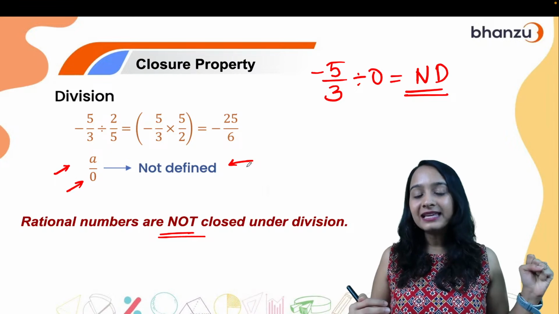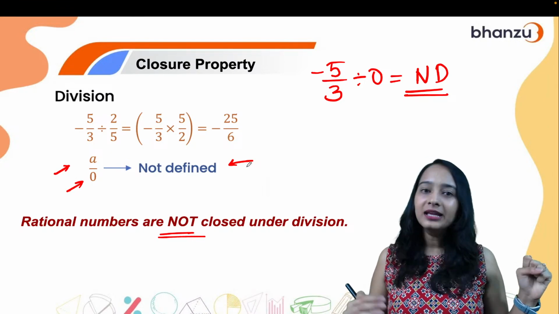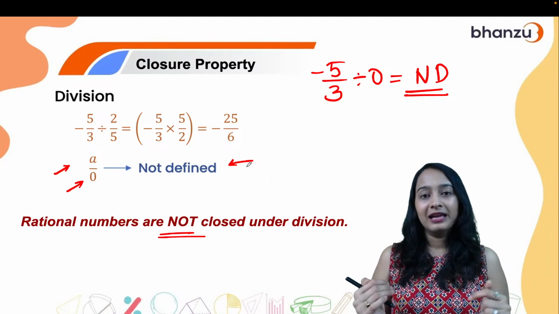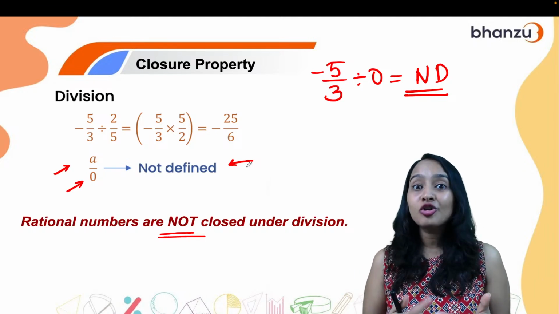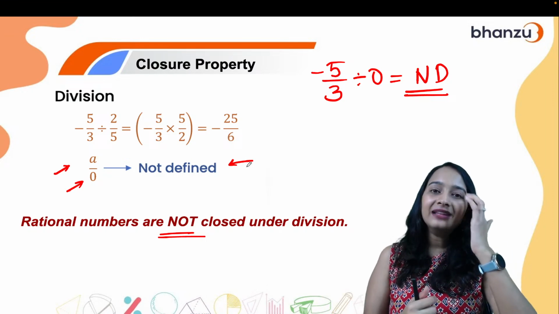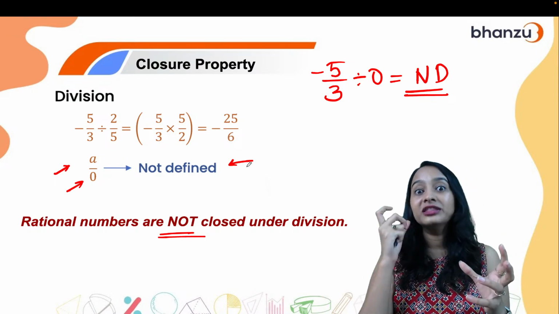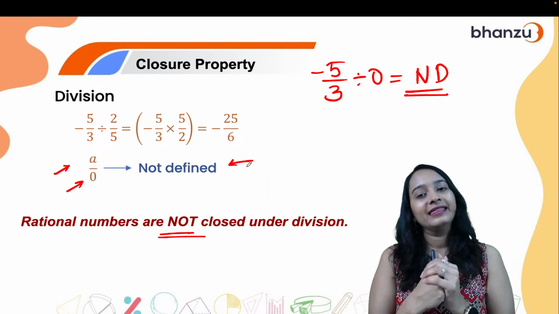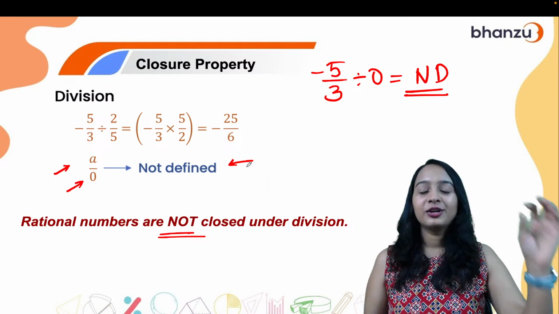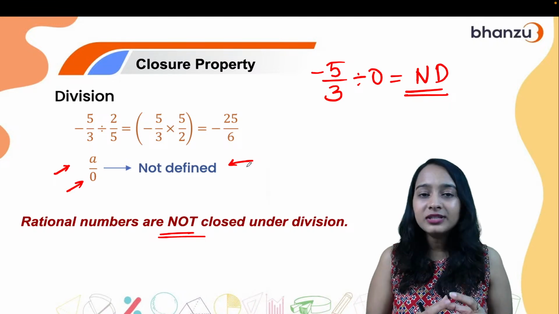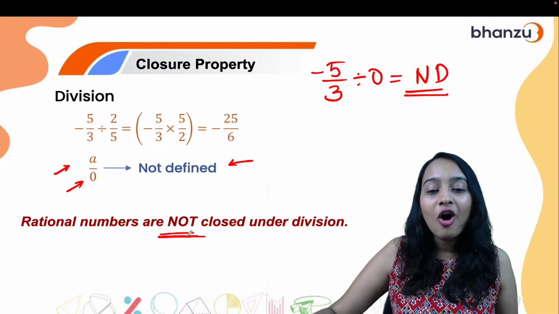If I remove this exception, then they are closed. You divide any 2 rational numbers, you will always get a rational number. But 0 is also a rational number, no? So that's why when I divide 2 rational numbers where one of them is 0 in the denominator, then it is not defined. Because of this one exception, we cannot say that it is closed. So that's why it is not closed under division.